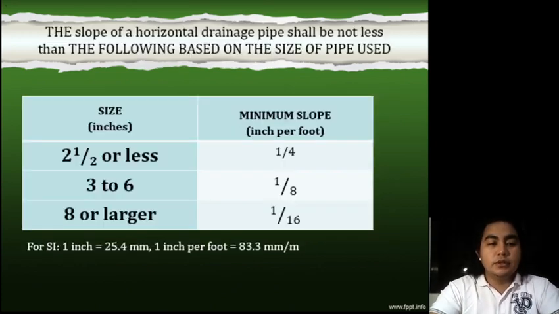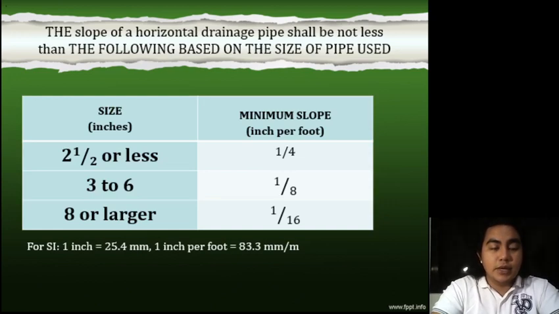The slope of horizontal drainage pipe shall not be less than the following, based on the size of the pipe used. If you have a pipe having a size of 2.5 inches or less, the minimum slope is 1/4 inch per foot. Now, for 3 to 6 inches, the minimum slope is 1/8 inch per foot. For 8 inches or larger, the minimum slope is 1/16 inch per foot.